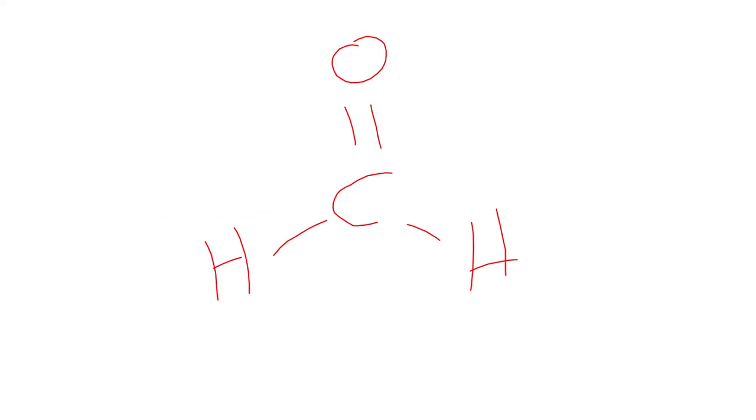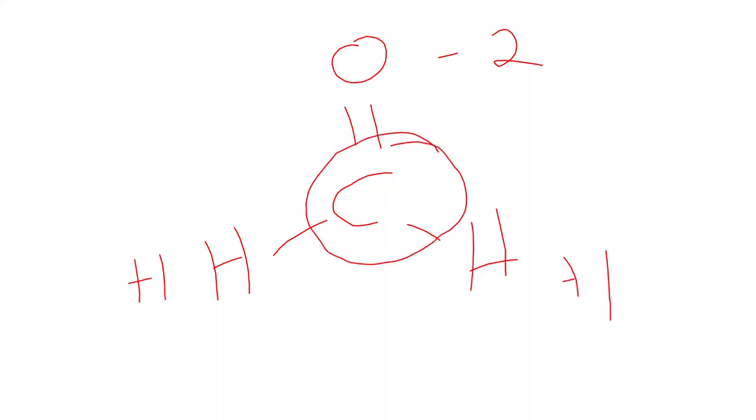We can say, okay, well, oxygen's got two bonds with carbon and oxygen's more electronegative, so it gets all of those electrons. You've got hydrogen with carbon, carbon's more electronegative. So carbon gets all of those electrons. So that means each of these is plus one and plus one. So carbon lost two electrons to the oxygen, but it gained two electrons from the hydrogens. So the carbon, zero.